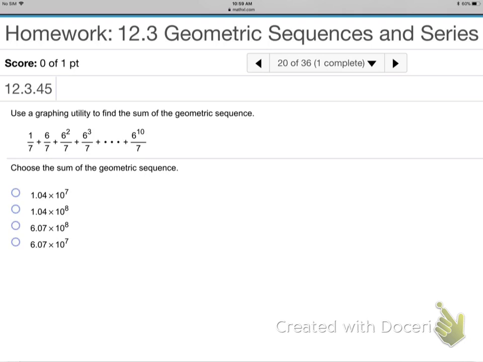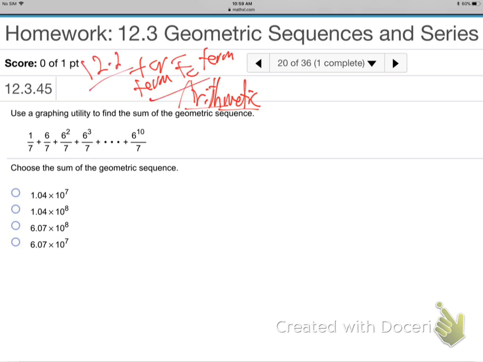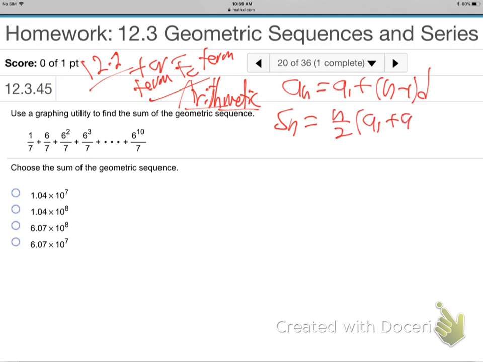All right, so let's add these up. When we're adding them up, remember we have an arithmetic A sub n and S sub n formula, and we have a geometric A sub n and S sub n formula. The last section, 12.2, was arithmetic, where you add or subtract from term to term. We had an A sub n formula, which was A1 plus n minus 1 d, and an S sub n formula, which was n over 2, A1 plus An.